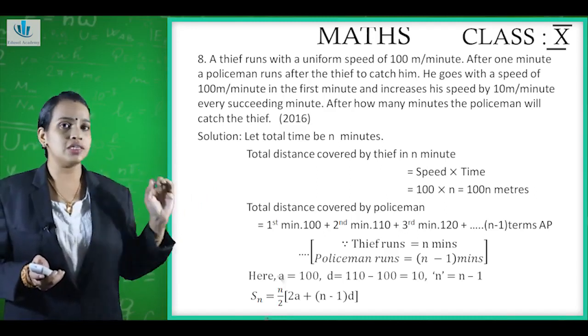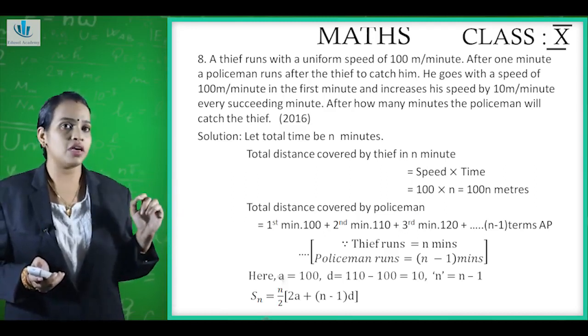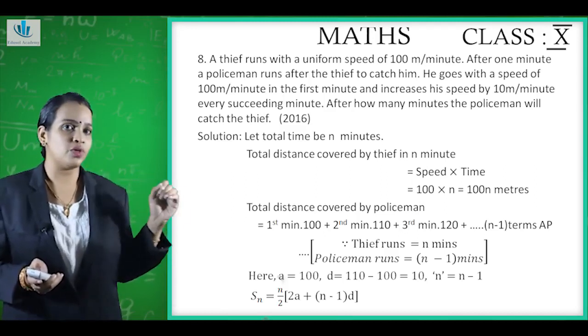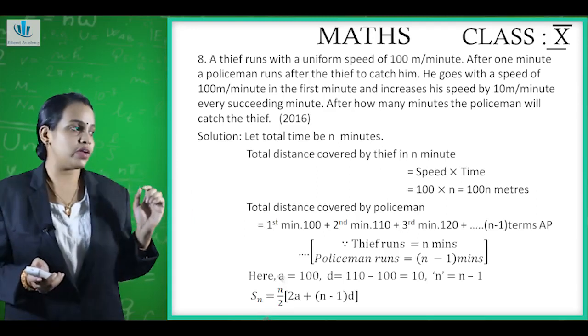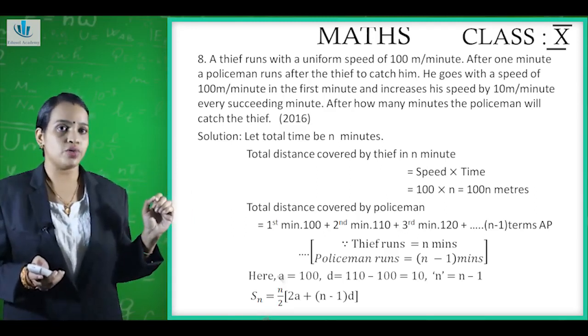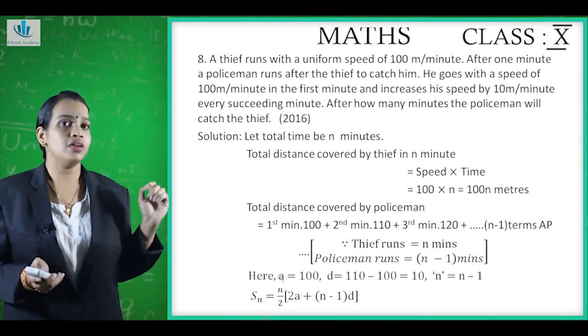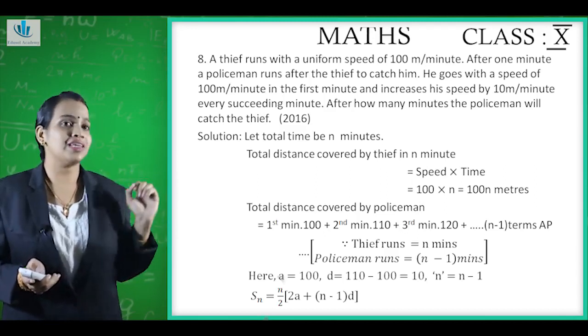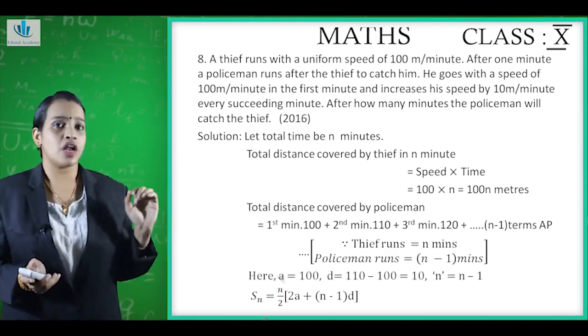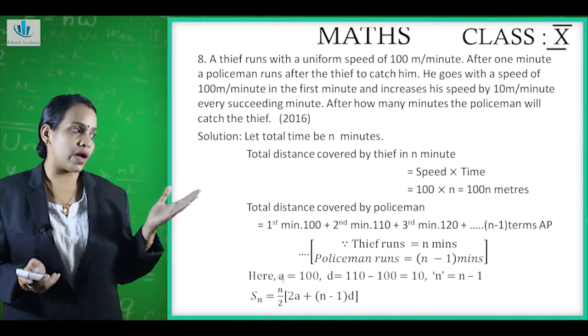So the total distance covered by the thief in n minutes is equal to the formula speed into time. The speed is given, it is 100 meter per minute. Time we have taken as n. So it will be 100 into n, it is 100n meters.